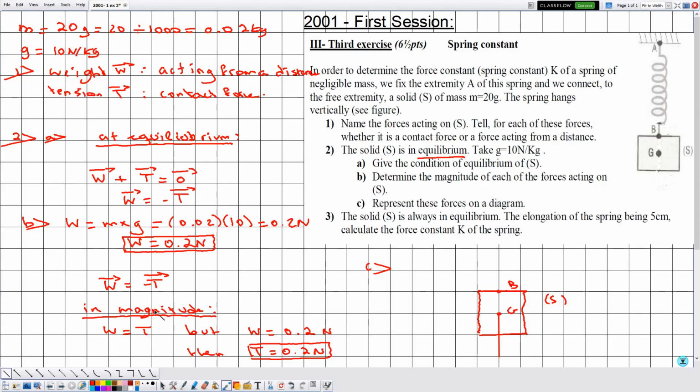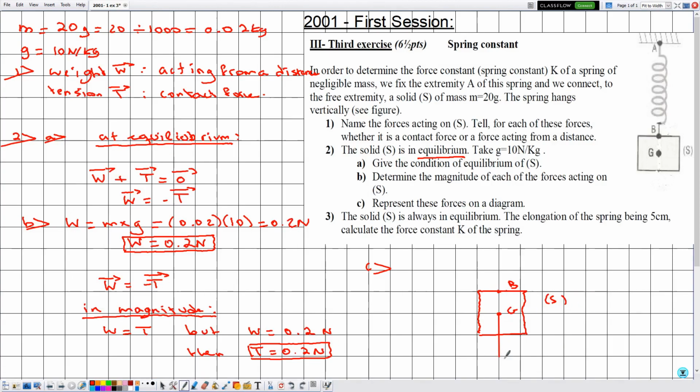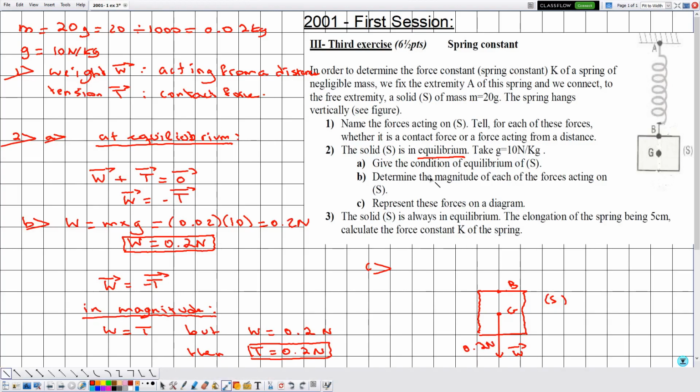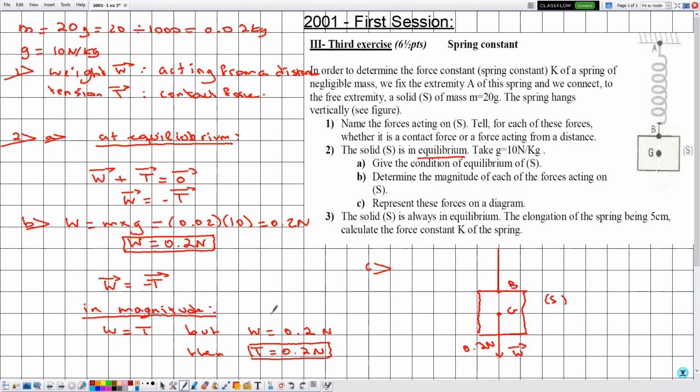Then this is the vector W, which is worth 0.2 newtons. And now let's represent the tension T vector. Because it's a contact force, it will act at the point of contact B between the two bodies, the spring and the solid S, vertically upward along the string. So this is the tension T vector, of magnitude 0.2 newtons.